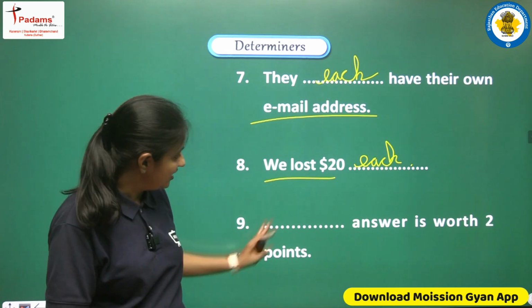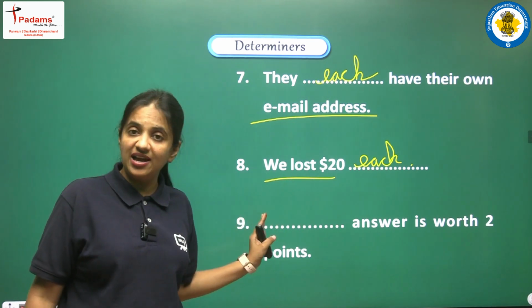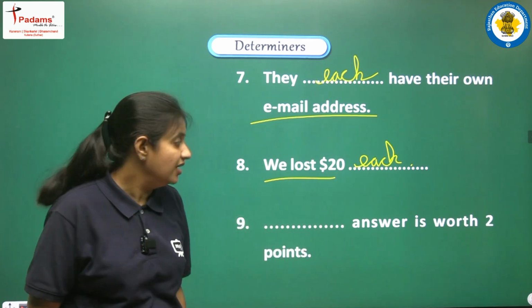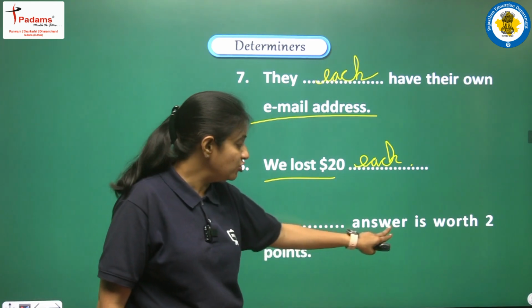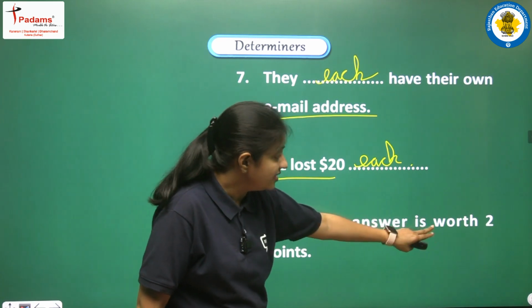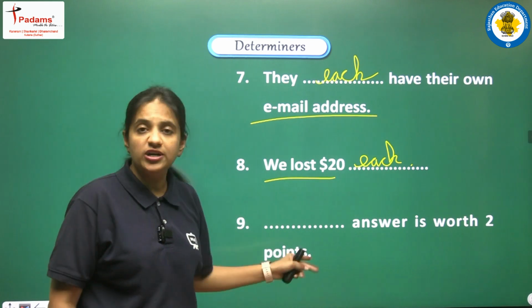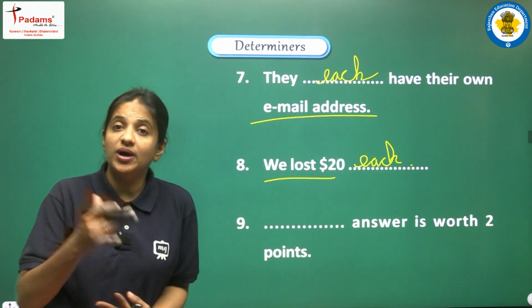Okay. Next, answer is worth 2 points. So now after reading this sentence, what meaning we are having here? The meaning is, here we are talking about one question paper and we are saying कि इस question paper में जो answers है, so उस answer का जो worth है, it means उस answer के जो marks है वो कितने हैं? 2 points है. We can say 2 marks का one question है.